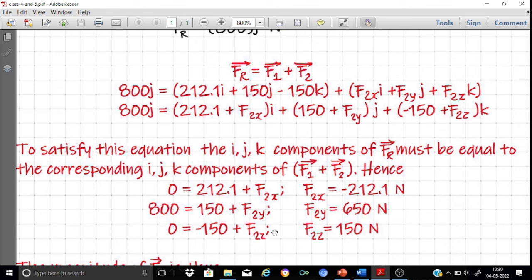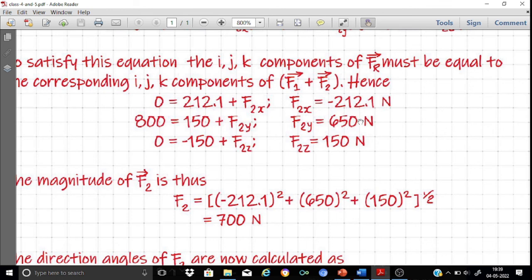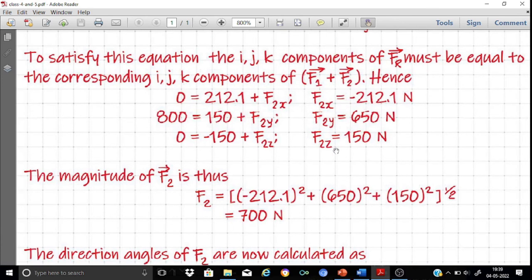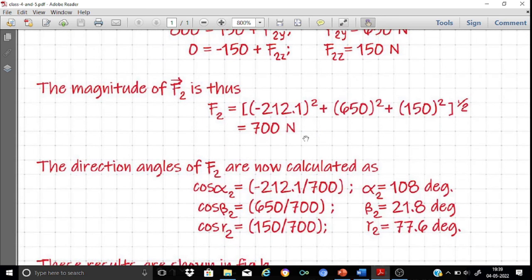So from these three equations, we obtain the components of F2 in the x, y and z directions as F2x equal to minus 212.1 Newton, F2y as 650 Newton and F2z as 150 Newton. Having obtained the components, we can straight away calculate the magnitude of F2 as the square root of Fx squared plus Fy squared plus Fz squared, that is 700 Newton. This is only the magnitude. We need to obtain its direction in terms of the direction angles.